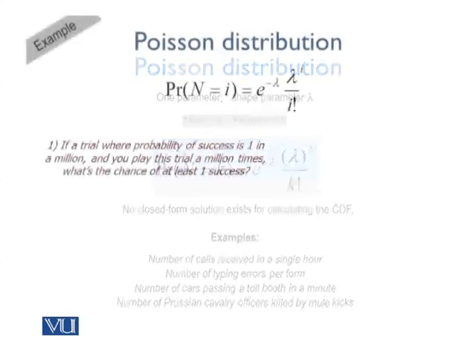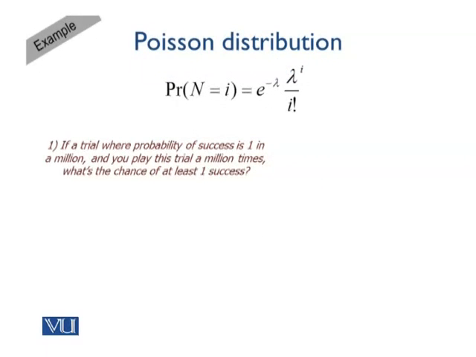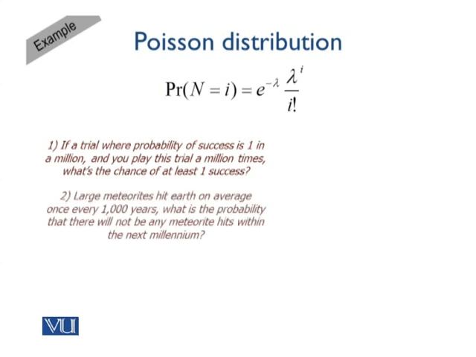Okay, let's do an example of Poisson distribution. Imagine that you are doing some trial, the probability of success in which is 1 in a million. But also assume that you are conducting this trial a million times. What is the probability of having at least one success? Another question: a large meteorite hits Earth on average 1 time every 1,000 years. What is the probability that there will be no meteorite hits in the next millennium?